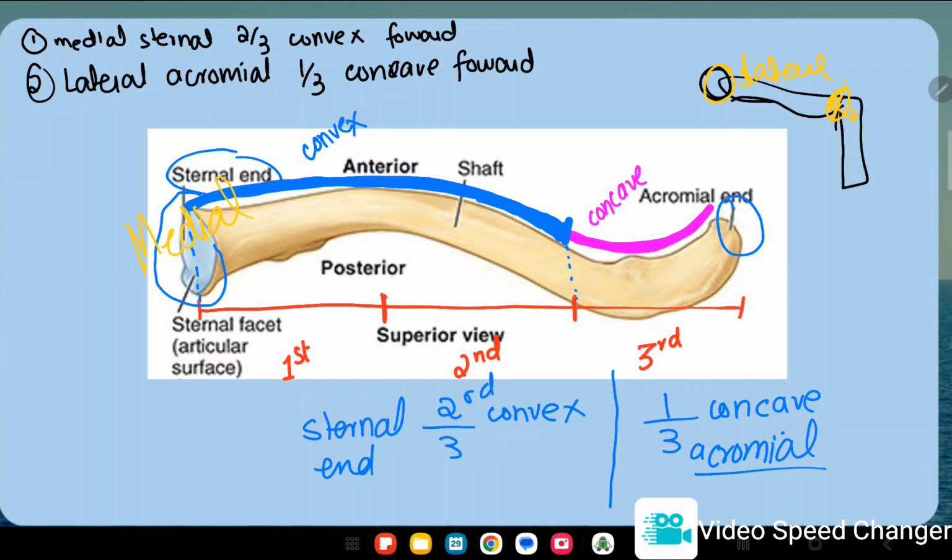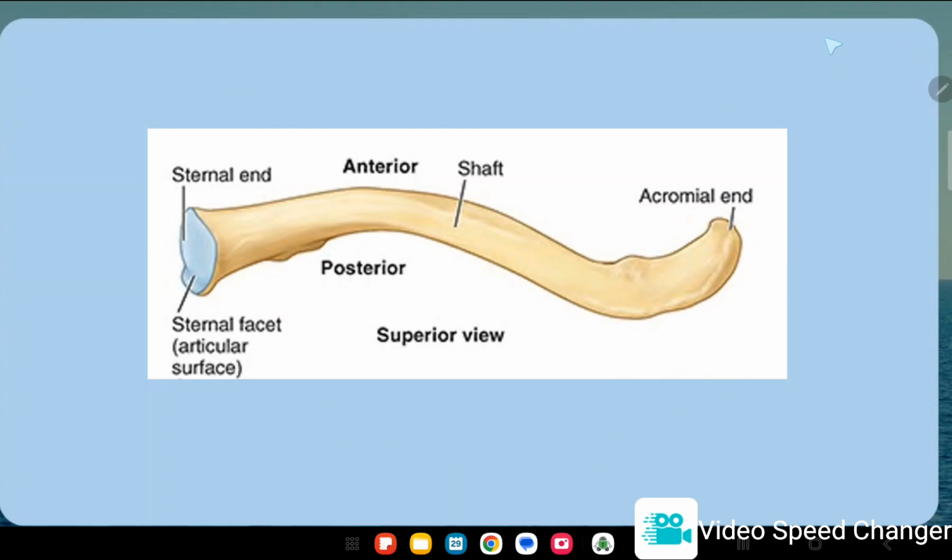So when we are studying about the shaft of the clavicle, we study about the medial 2/3 of the clavicle. Then we study about the lateral 1/3 of the clavicle. Right? Okay. So first of all, we will study about the medial 2/3 of the clavicle. What are the features which we can find on the medial 2/3 of the clavicle?